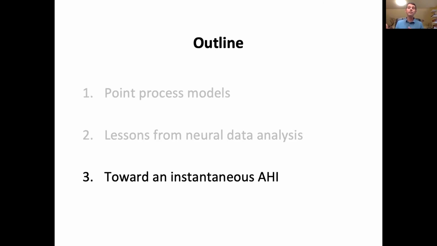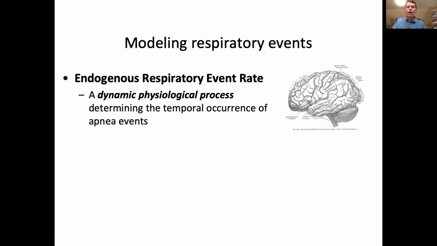Okay, so those were the examples I wanted to focus on from neuroscience, but now I want to take the lessons we've learned from those examples and use them to move towards understanding some sleep disordered breathing data, and move towards this idea of an instantaneous moment by moment AHI, apnea-hypopnea index. And this really gets at the same ideas that I've been talking about for the neuroscience data, that what we're trying to capture is fundamentally some kind of dynamic physiological process. In this case, for sleep disordered breathing, it may have to do with some dynamic neural processes, as well as physical processes related to breathing itself.